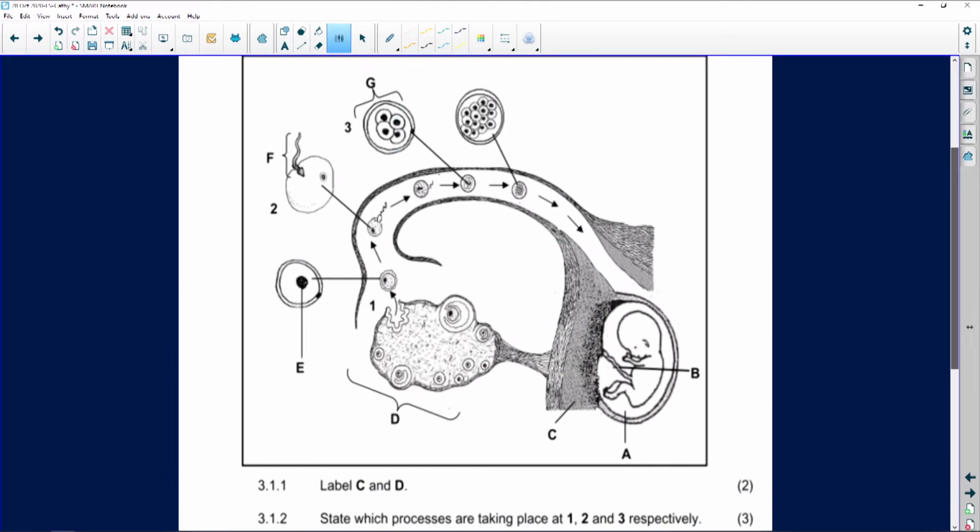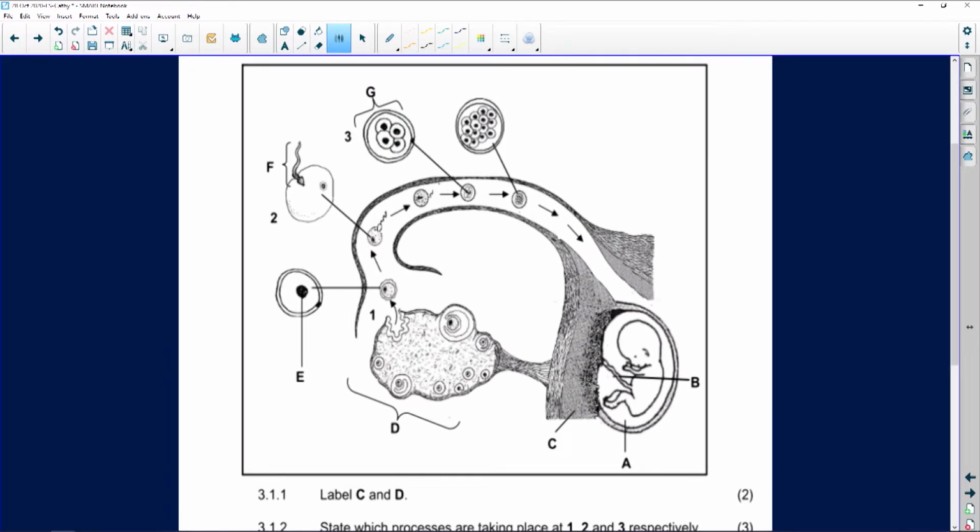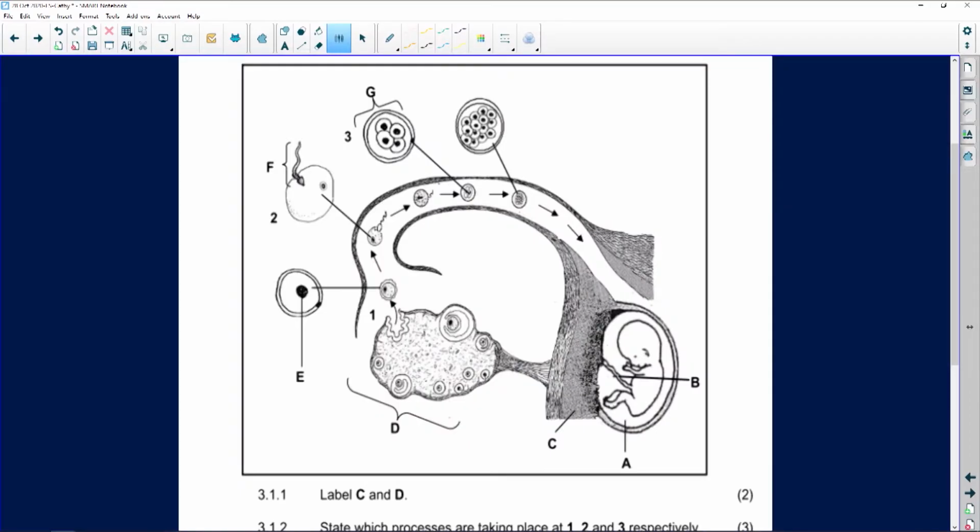So, the first thing we do when you get a question, to get your brain into gear about what you have to do, is label it. Let's start here. That little B is the umbilical cord. That's the cord that joins the baby to the placenta.